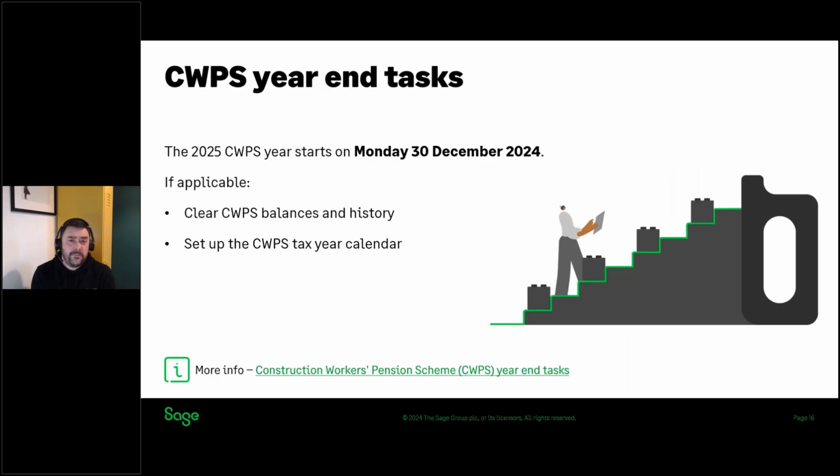Next up, we've got CWPS, that's the Construction Workers Pension Scheme. If you're a member of that, you do have some year-end tasks to complete, as the new CWPS year will start on Monday, the 30th of December, 2024. So to prepare for that, you will need to clear your CWPS balances and history, and also set up your new calendar for CWPS. Really simple to do, and I have linked to our support article on the slide here, which will take you through those steps step by step. So if you need to set that up, make sure you do that before you process period 1.